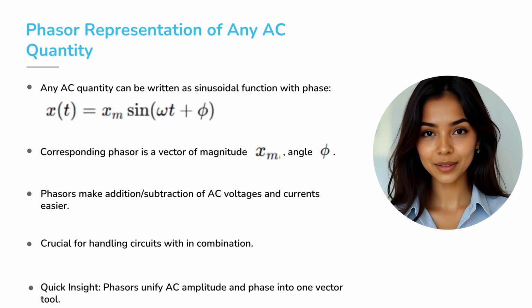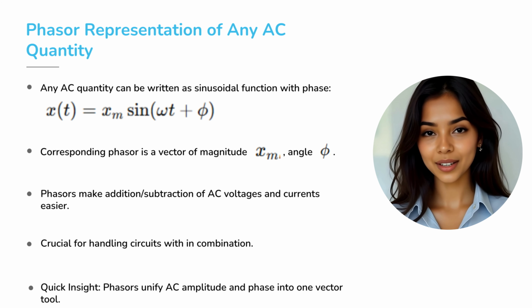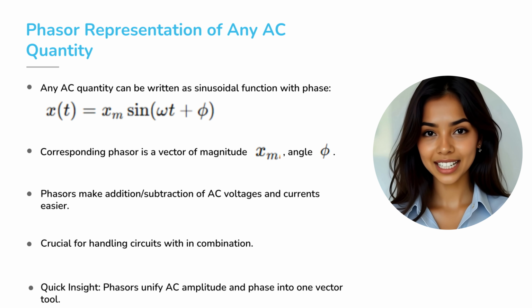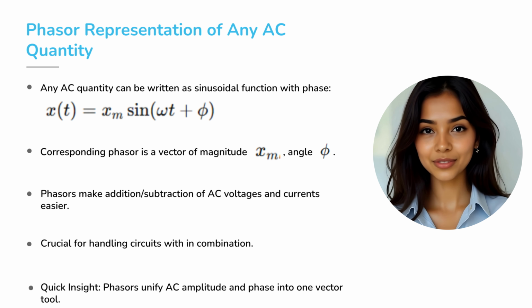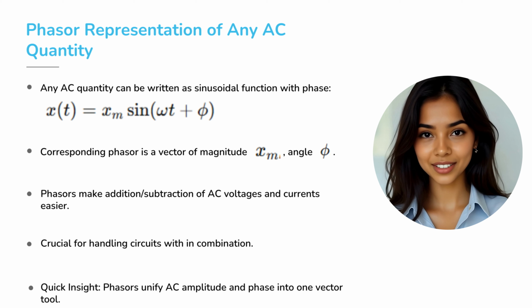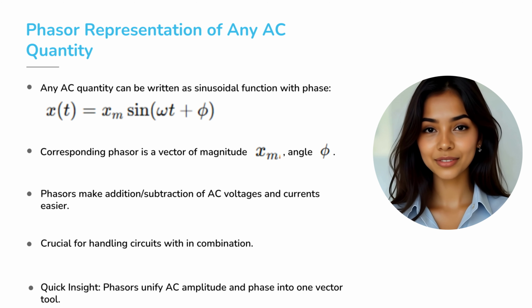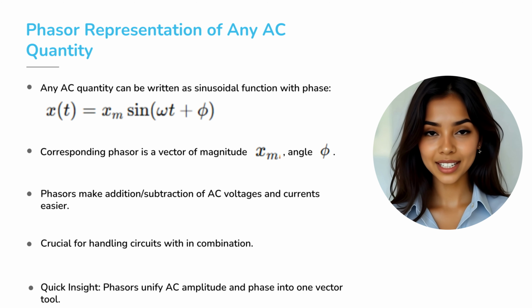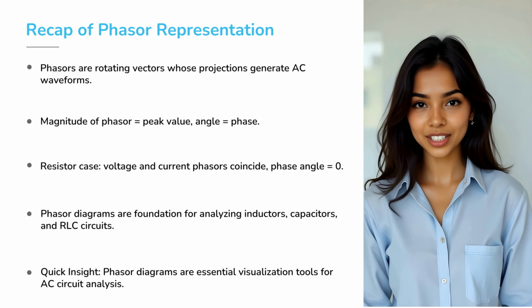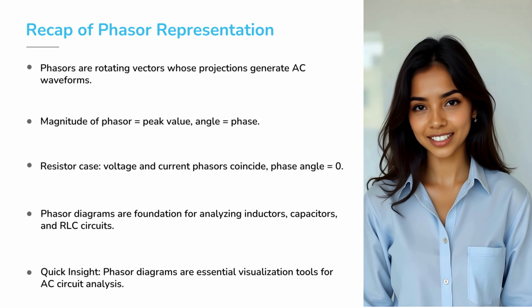Instead of adding or subtracting complicated sine functions, we can add or subtract phasors directly as vectors. That's why phasors are crucial for handling AC circuits, especially when you have resistors, capacitors, and inductors all in combination. So here's the quick insight: phasors beautifully unify amplitude and phase into a single vector tool, making AC analysis simple, elegant, and visual. So, to wrap it up, phasors are rotating vectors that bring clarity to AC analysis.